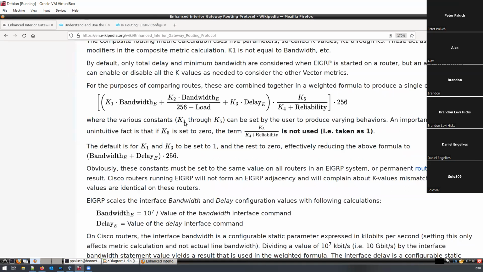Here's the formula. Now, there will certainly be no exam out there asking just how this formula looks like, because memorizing this makes no sense. Anybody who needs to tweak it somehow understands it, and anybody can find it somewhere outside. But this is how it looks like. You may notice that the formula refers to the bandwidth, the load, the delay, and possibly the reliability, but the formula doesn't cover the MTU at all.